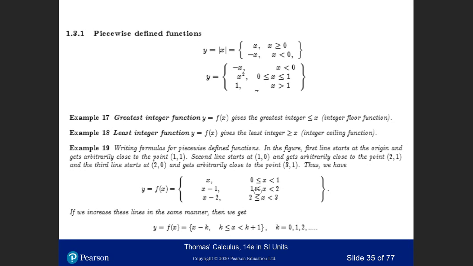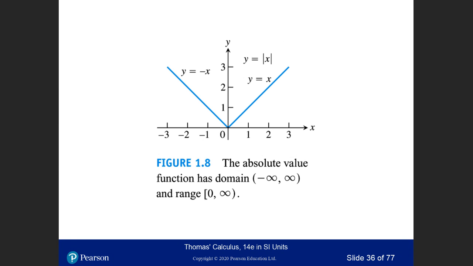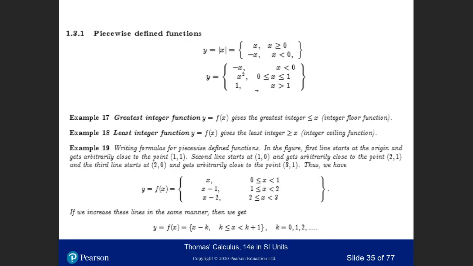And we can just look at the figure here for absolute value of x. Okay, y is equal to x, that's this line, for positive x. y is equal to minus x for negative x. And that's the graph of the absolute value function. Let's go back to the previous slide.